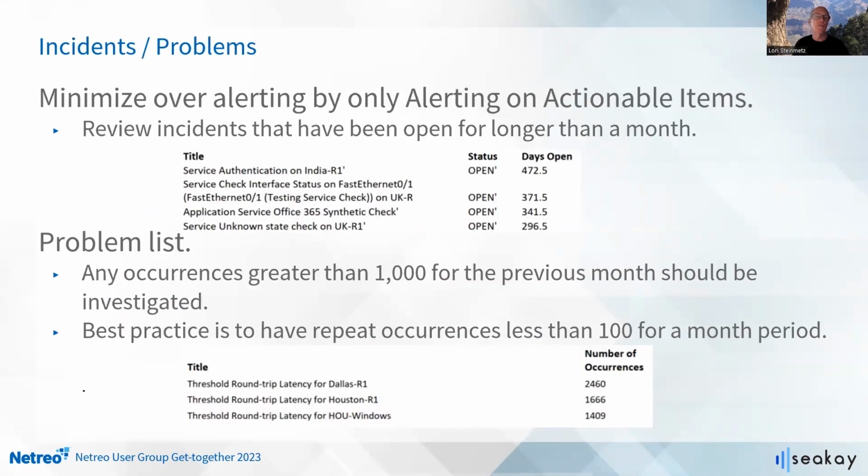Incidents and problems. So, minimizing over-alerting by only alerting on actionable items. I know this has been a thing that Netreo talks about a ton. And really, from the perspective of the support individual, you should only be alerting for items that are going to wake you up and get you out of bed to go fix. Management typically says, I want it to alert on everything. And we'll discuss that in the next slide.